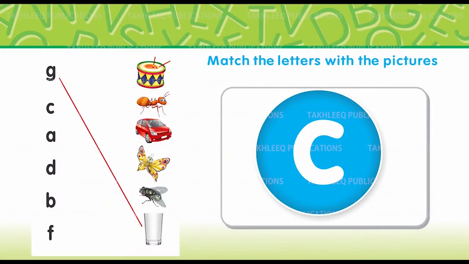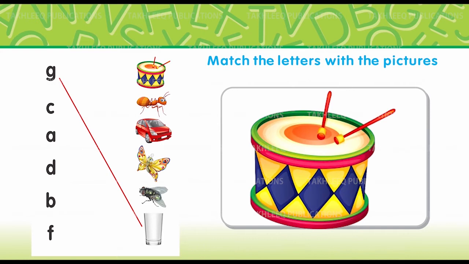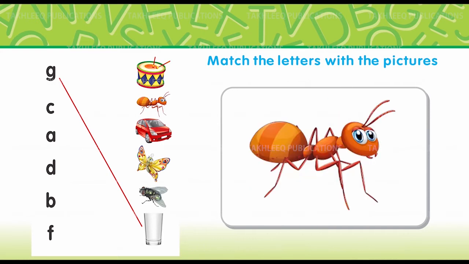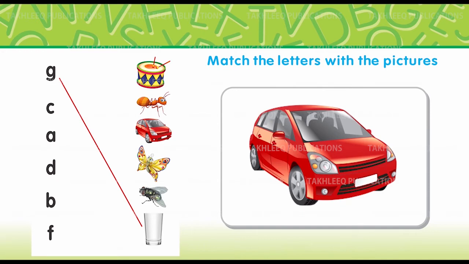C stands for car. Now we search the picture of a car. Drum and car. Yes, this is the picture of a car. So we match C with the picture of a car.